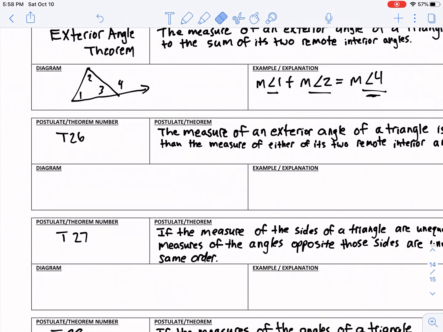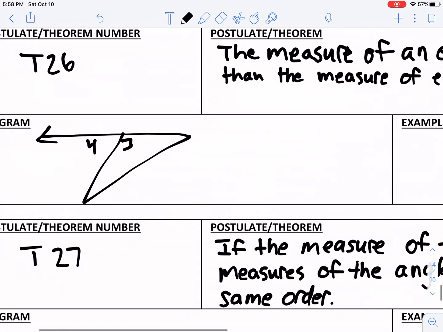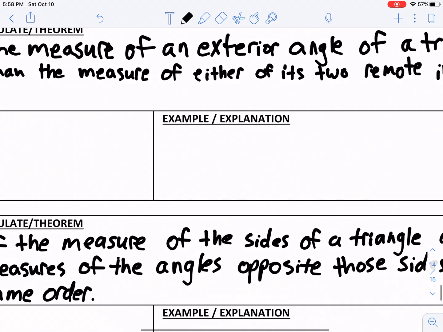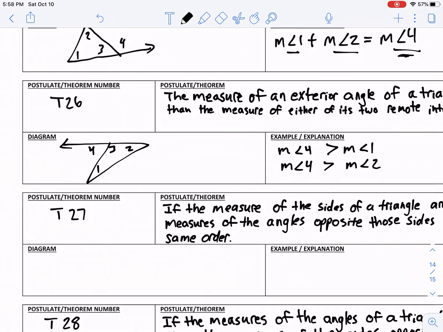Now, we could draw a figure to represent that. If I have an exterior angle with a triangle here, maybe we still keep this as 4, 3, and maybe this is 1 and 2, then the measure of angle 4 is going to be greater than the measure of angle 1, and the measure of angle 4 is going to be greater than the measure of angle 2. All it's saying is the measure of angle 4 is greater than the other two remote interior angles, okay?